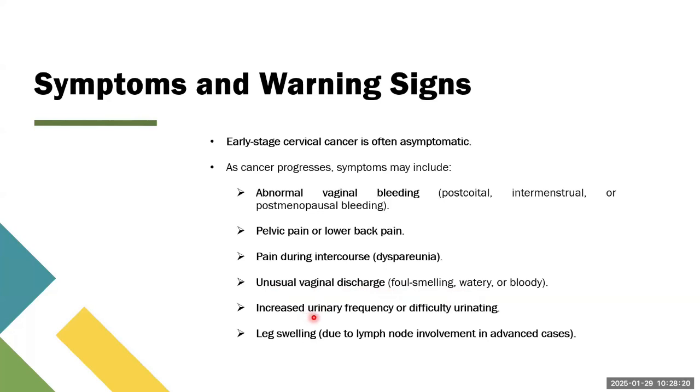Other symptoms are, I would say, pressure symptoms that can be associated with the tumor, such as increased urinary frequency or difficulty urinating, because the tumor might be pressing on your bladder or against your urethra. So females can have difficulty while urinating. Leg swelling can be present, as we discussed, from stage 2 and onwards. Cancer may have spread to the lymph nodes of the legs. Due to lymph node involvement in advanced cases, edema develops in the legs. So leg swelling occurs.